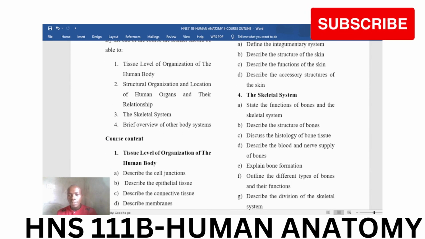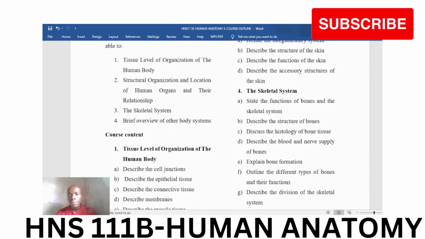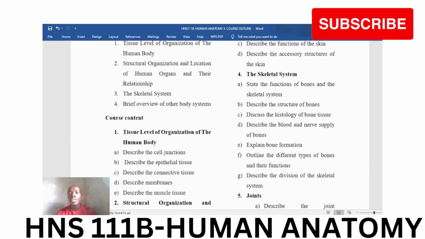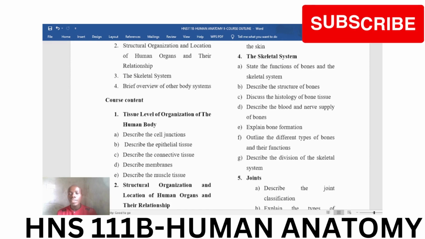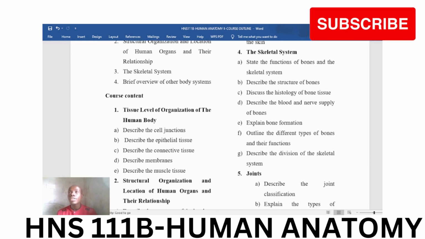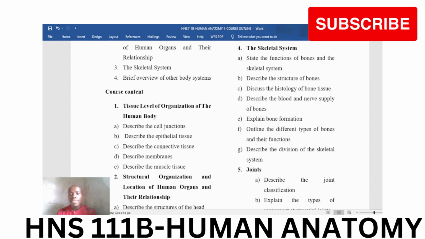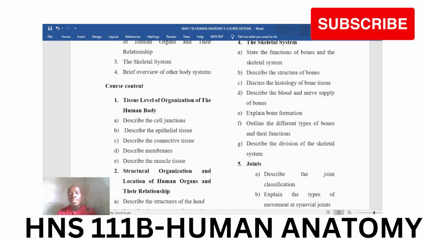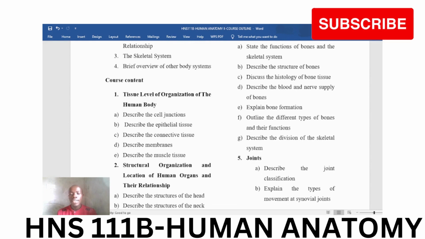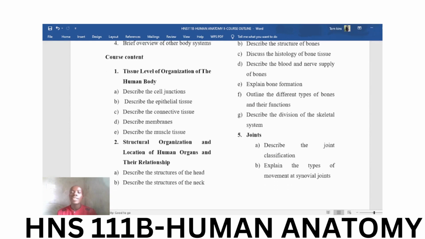The skeletal system, which is also the main one here, we state the functions of the bones and the skeletal system. We describe the structure of bones. We discuss the histology of the human bone tissue. We describe the blood supply and nerve supply of the bones, explain briefly the bone formation process, outline the different types of bones and their functions, and describe the division of the human skeleton, okay? The appendicular skeleton and the axial skeleton, okay?